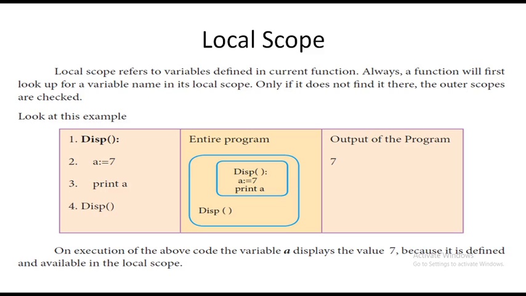The answer for this output program is 7. Disp a is equal to 7. Within the function I am telling the interpreter to print the value of a, and within this the function scope is over. If I give this line after this function, it will not execute. Instead of executing, it will give an error because it is a local scope.